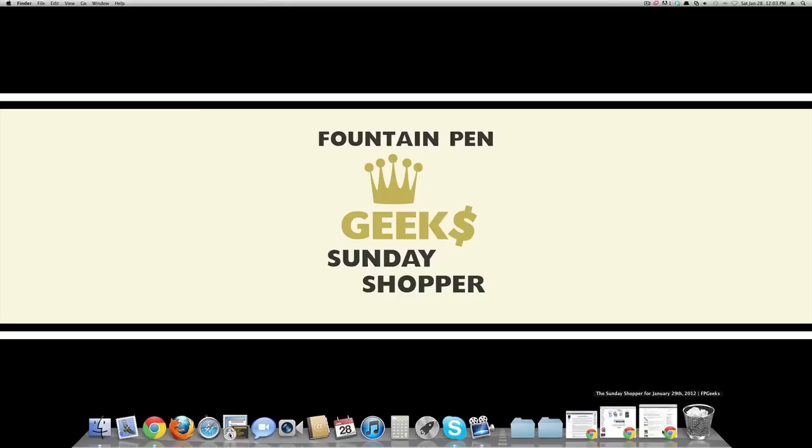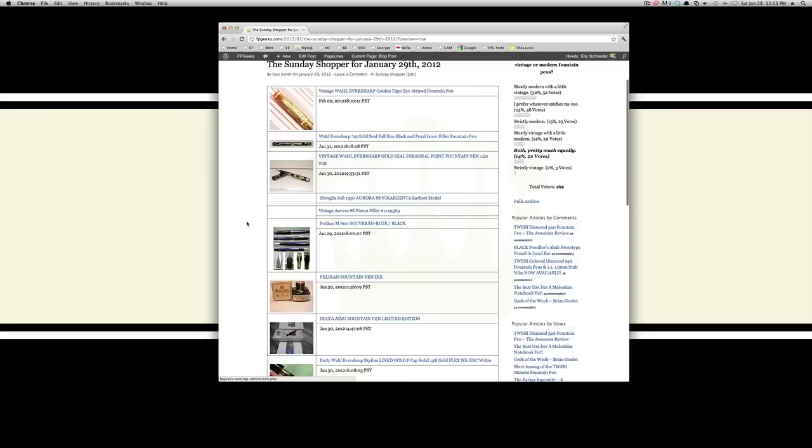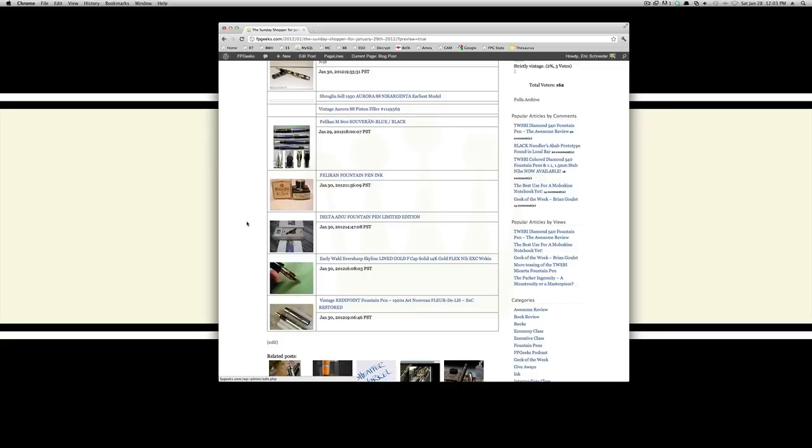Well, let's go to the page. Where is that page? Here we are. Sunday Shopper for January 29th, 2012. Well, you have quite a few things here. The first thing I saw was the Pelikan fountain pen ink. Can we just take a look at that real quick? Absolutely. Let me make sure that opens in a new tab.